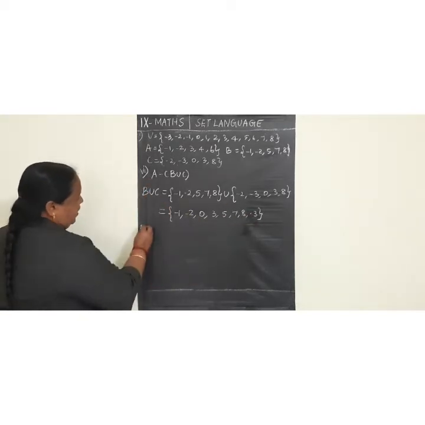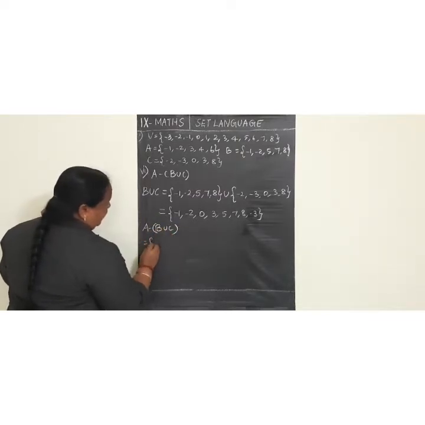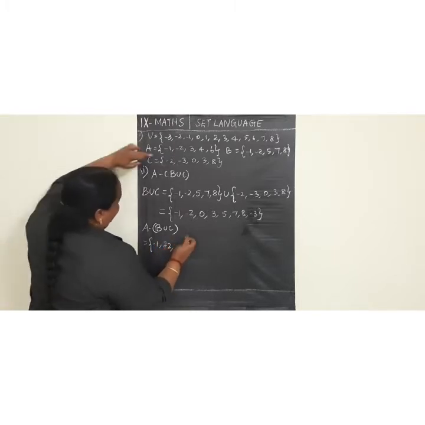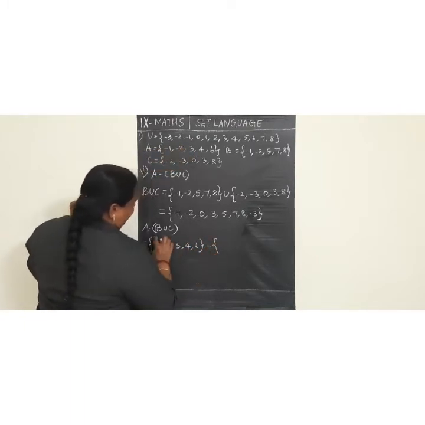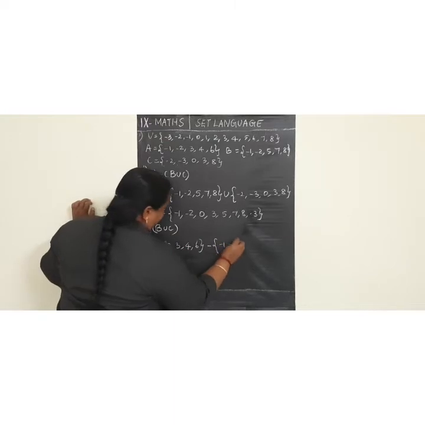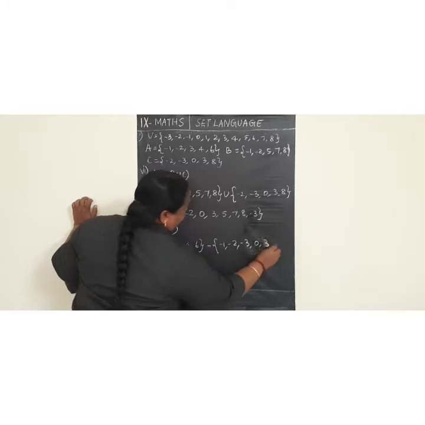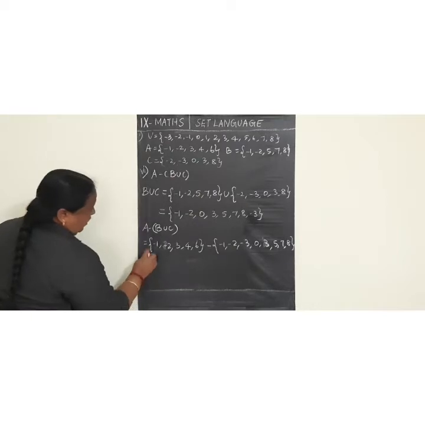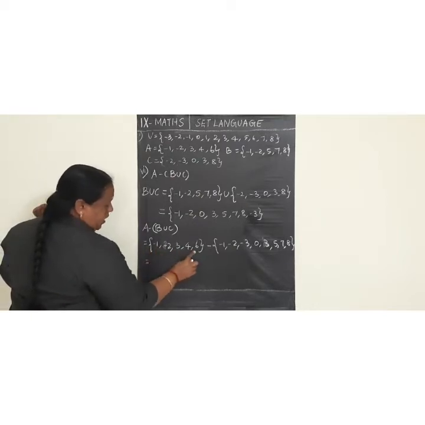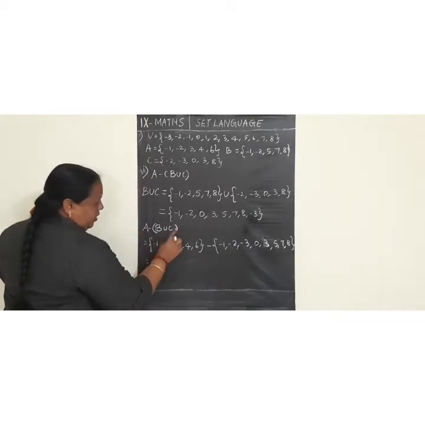Now we have to find A minus (B union C). So first we have to write the set A, {-1, -2, 3, 4, 6} minus (B union C). B union C is {-1, -2, -3, 0, 3, 5, 7, 8}. Now we have to find A minus. So what are all the elements in A which are not in B union C? We have to write it as A minus (B union C).